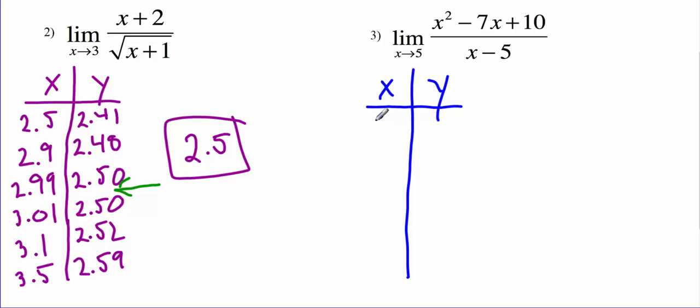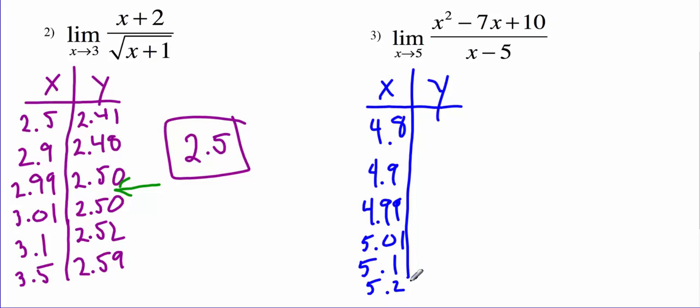So I want to get close to 5. I'm going to use numbers like this. This time I'll go 4.8, 4.9. We'll do that 4.99 thing again. Then 5.01, 5.1, and then how about 5.2 to finish it off. Again, nothing magical about these 6 numbers, just the ones that are close to 5, both on the left and right. So let's see what happens.